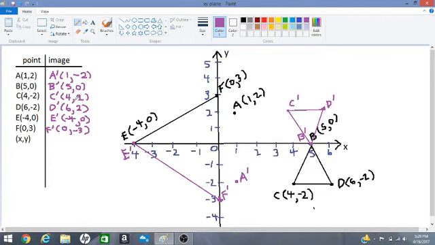So let's look for a pattern here. We see that the y coordinate has a change of sign. Look at point A, 1, 2. A prime is 1, -2. Okay, look at point C now. 4, -2 becomes 4, +2. So the first number, which is the x coordinate, remains the same, and the second number, which is the y coordinate, has a change of sign. So if it is positive, it will become negative. If it is negative, it will become positive. In the case of 0, 0 has no sign. So when it is reflected, the image remains with 0 as the y coordinate.